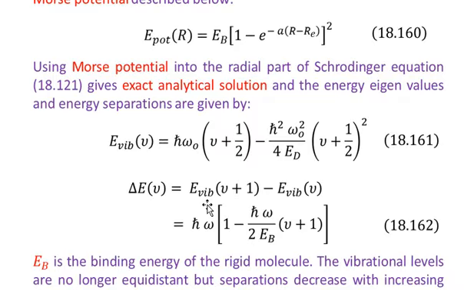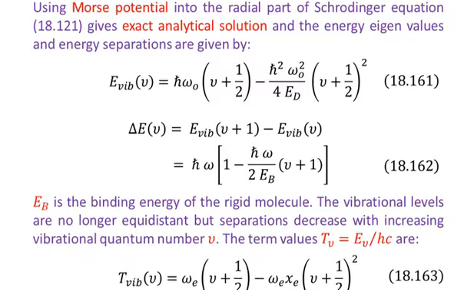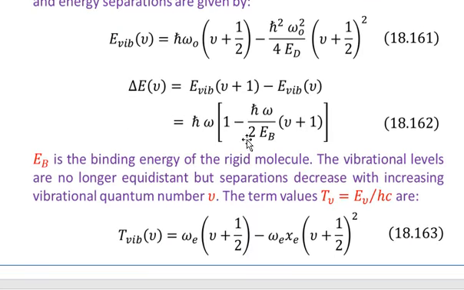So evaluating E vib of V plus 1 from equation number 161 and also E vib of V from equation number 161, you will get the equation shown in equation number 162. That is delta E, the vibrational energy between two consecutive levels, is equal to h bar omega, and within the square bracket we have 1 minus h bar omega over 2 EB multiplied by V plus 1. EB is the binding energy of the rigid molecule.